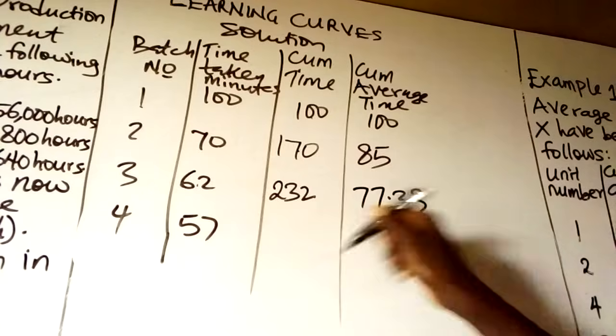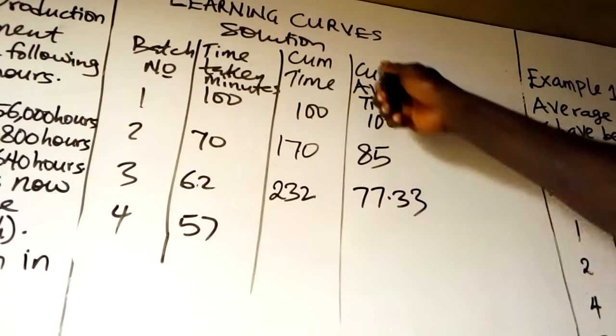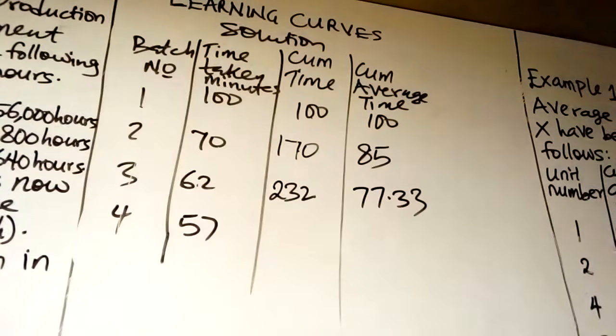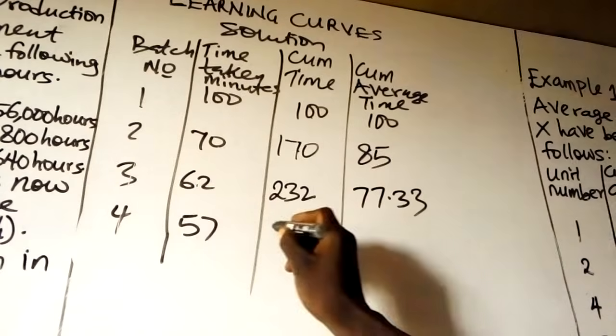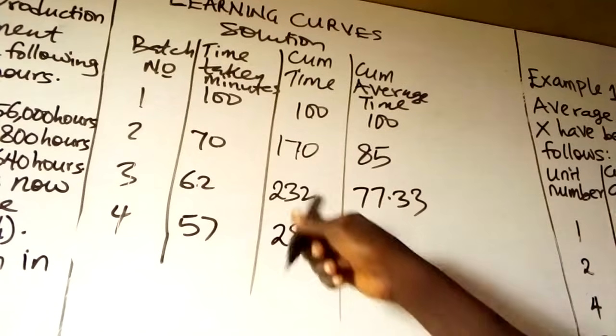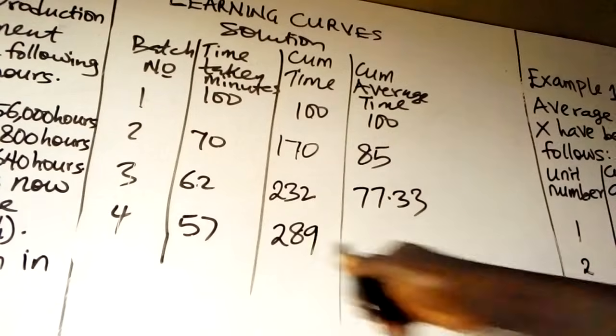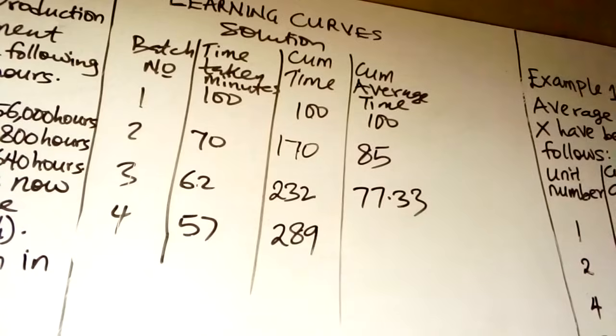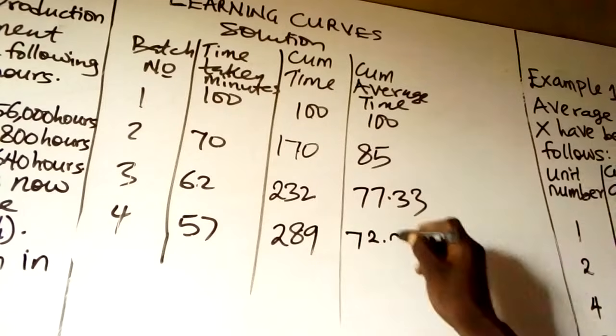77.33. To get the cumulative average time, you divide the cumulative time by the number of units in each batch. Then 232 plus 57 gives us 289. 289 divided by 4, then you have 72.25.